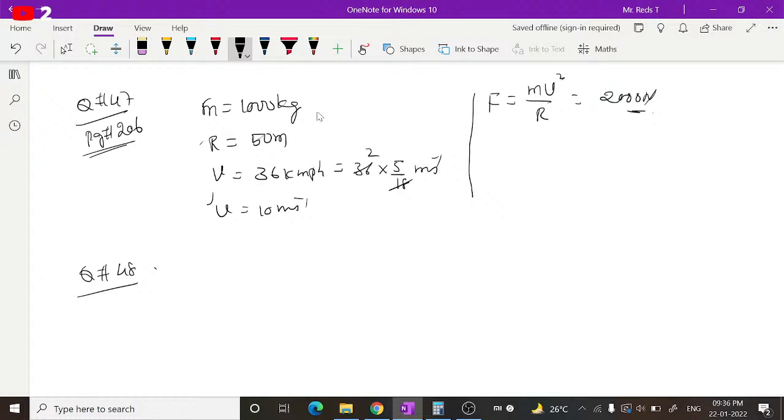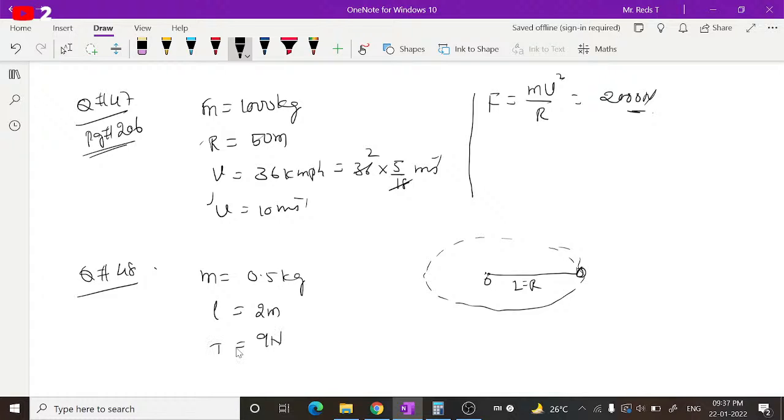The question is: a stone of mass 0.5 kg is attached to a string of length 2 meter and is whirled in a horizontal circle. The length of the string will act as the radius, with the center at this point and the mass at the other end. If the string can withstand a maximum tension of T equal to 9 Newton, the maximum velocity with which the stone can be whirled is.